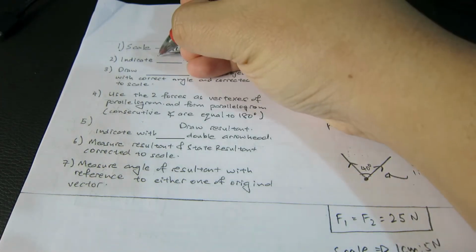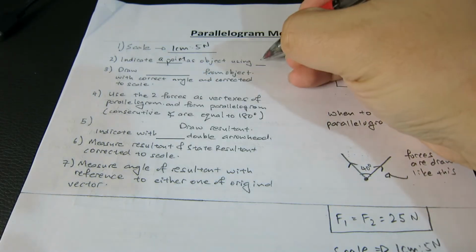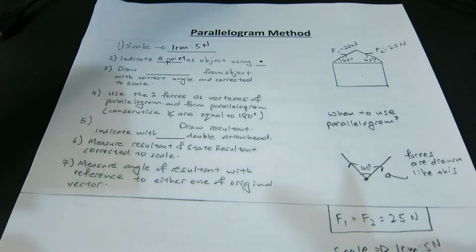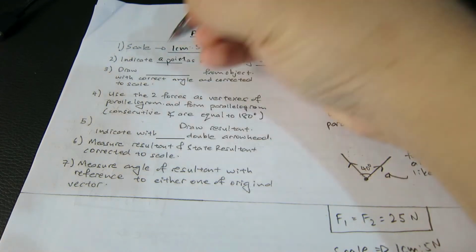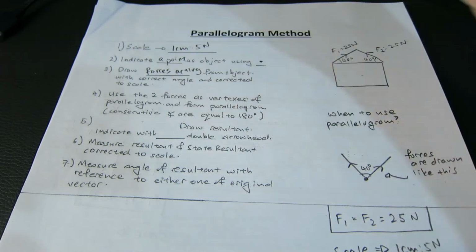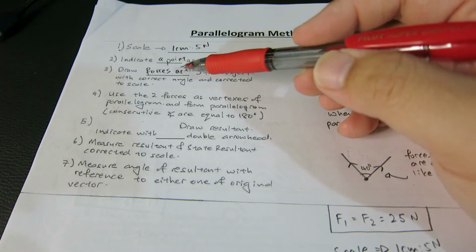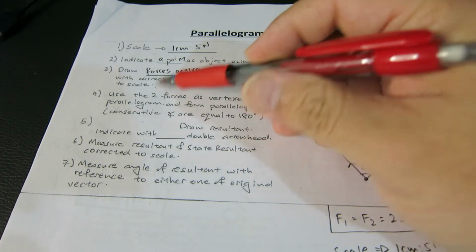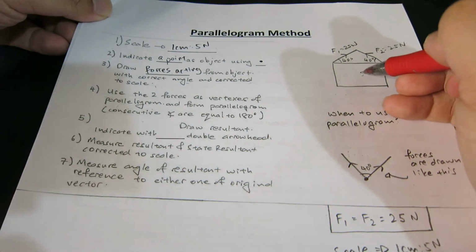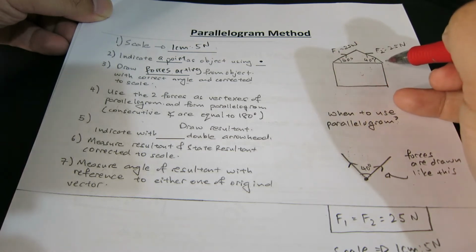Step 2, indicate a point as the object. And how do you indicate a point? Just use a dot. Alright. After which, you draw all the forces acting from the object, just like how you deal with free body diagram. Draw forces acting from the object. Make sure that the angle is correct, and make sure that it's correct to scale that you have selected. So remember this, I have a picture. F1 40 degrees from the horizontal acting this way, 25 newtons, 40 degrees F2 in this direction.